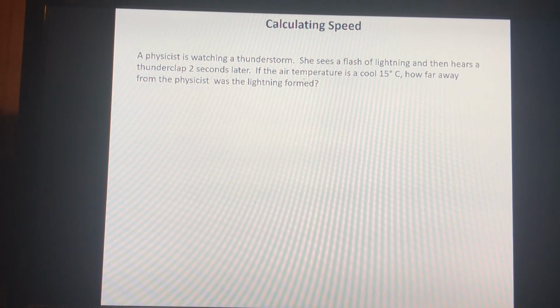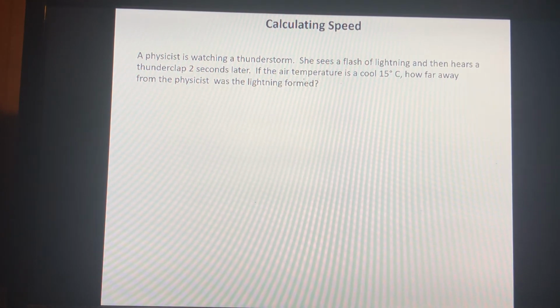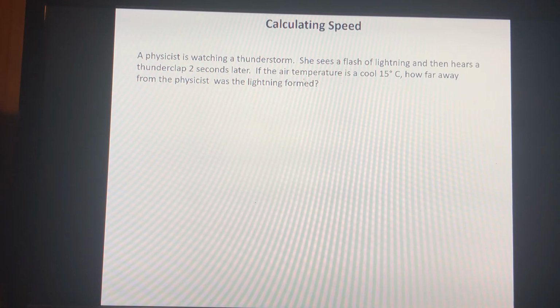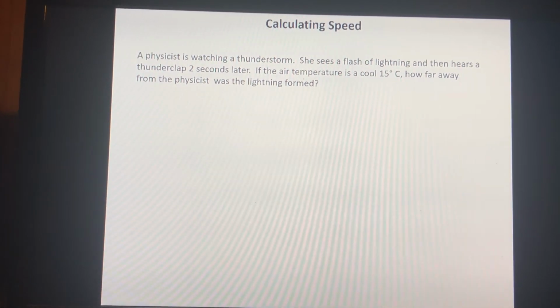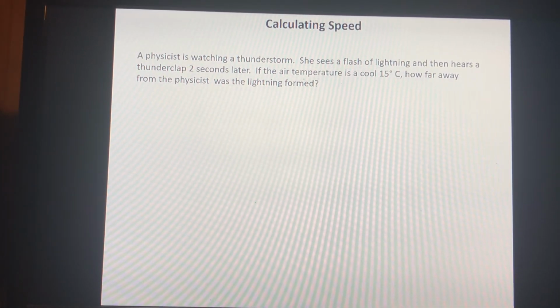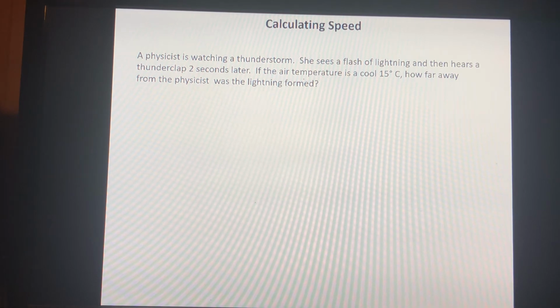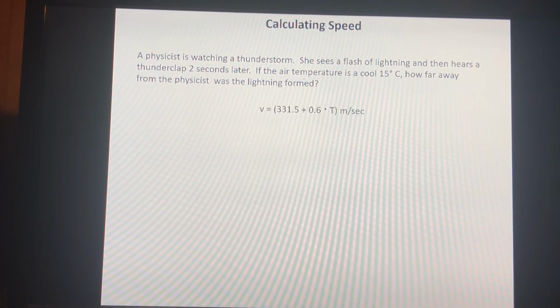A physicist is watching a thunderstorm. She sees a flash of lightning, and then hears a thunderclap 2 seconds later. If the air temperature is a cool 15 degrees Celsius, how far away from the physicist was the lightning formed?